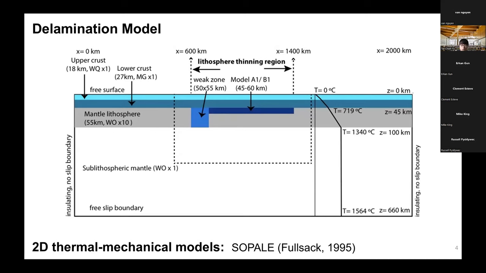And for delamination, these two key elements are important: the arclogite layer and the weak zones. Because I assumed the thick crust after the continental thickening, the chosen arclogite layer has a low viscosity and positive density contrast relative to the underlying mantle lithosphere. And the age of the weak zones can initiate the delamination.